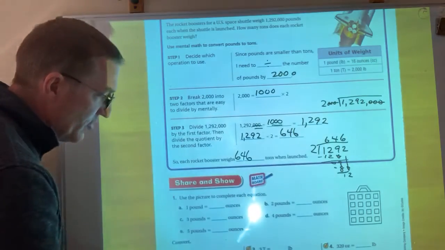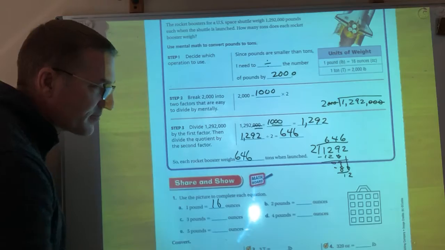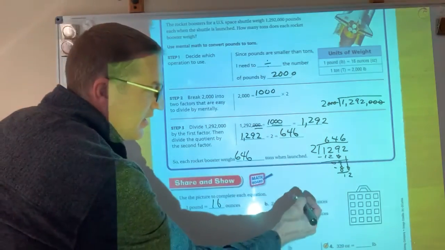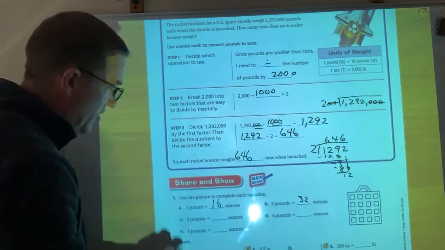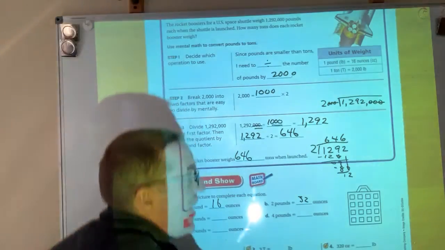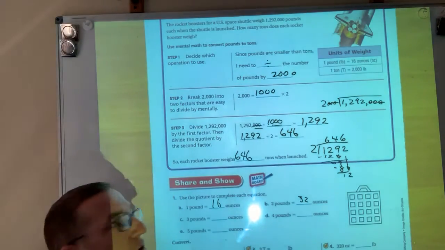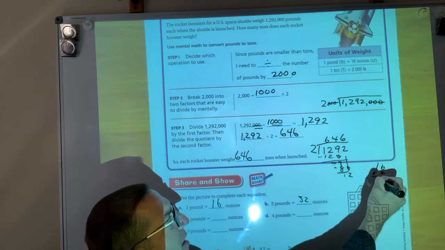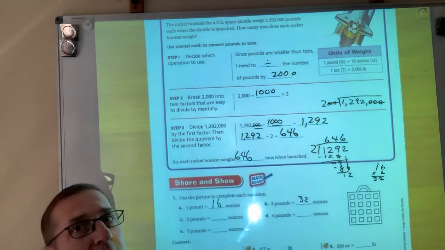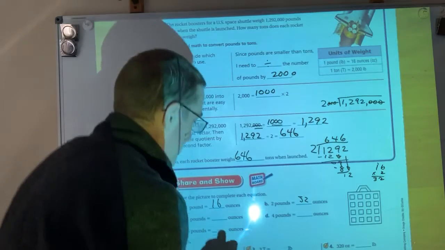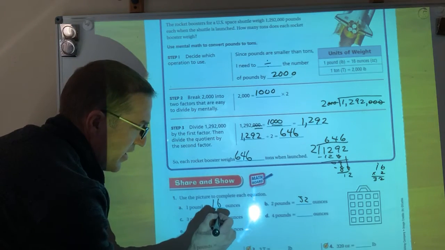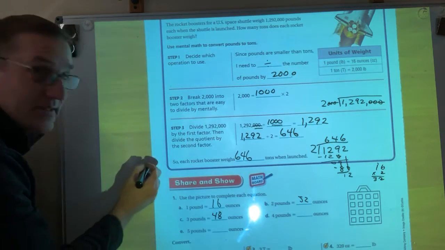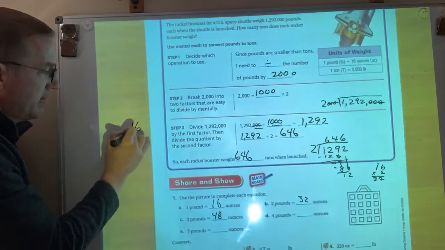What I would have to do is, I know that 1 pound is 16, and hopefully I know that 2 pounds is 32. If I don't know, I've got to rewrite these expressions over here: 16 times 2 and get my 32. And the same goes here for pounds. 3 pounds is going to be 48. 16 times 3 is 48.